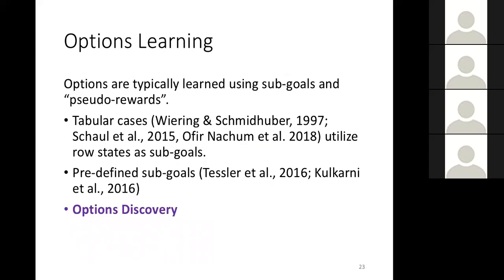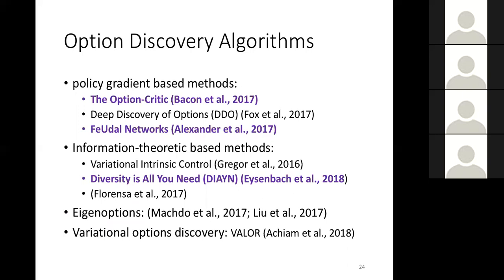So in this talk, we focus on option discovery algorithms. There is substantial prior work on option discovery. Policy gradient based methods learn options jointly with a policy over options in an end-to-end fashion by extending the policy gradient. Information theoretic based methods use information theory to discover diverse options. As for agent options and rational options, we don't introduce them in this talk. Today we focus on three of these methods.